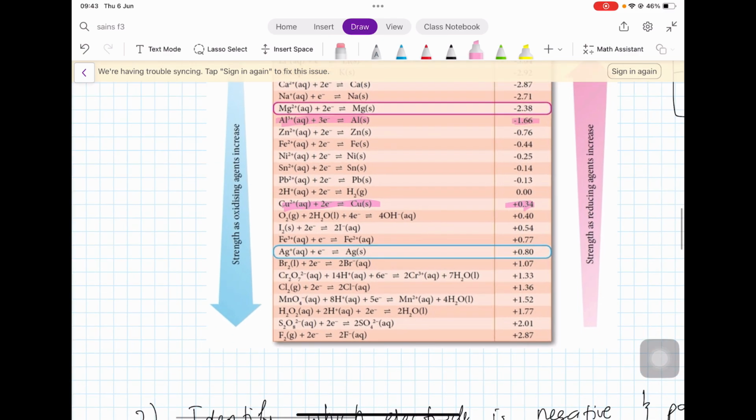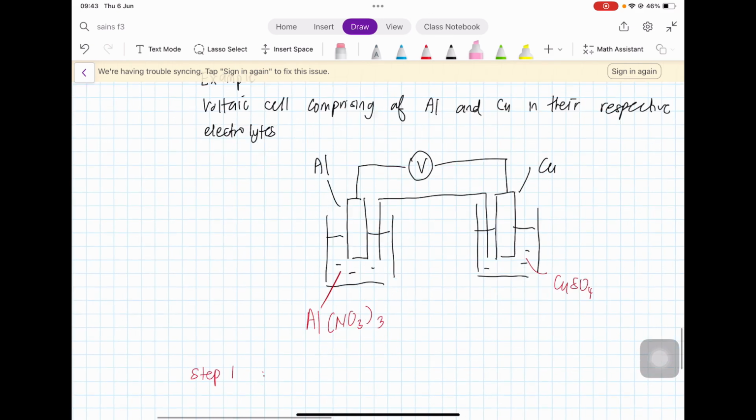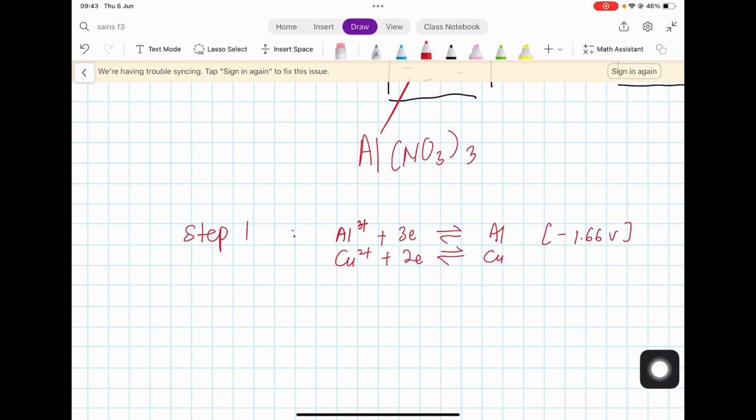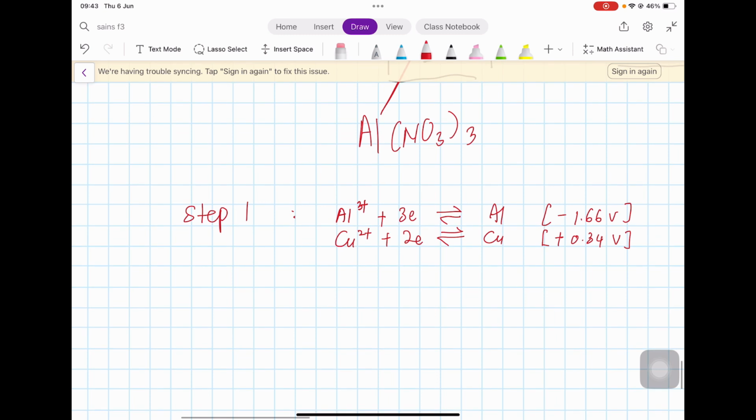Okay, so now you're going to copy it back. Salin balik lah. Don't worry, that is given. So you just copy as it is. Copy first with the double arrow, and then we have our E naught value is negative 1.66 volt, and then our copper is positive 0.34 volt. Okay, so now settle step 1.